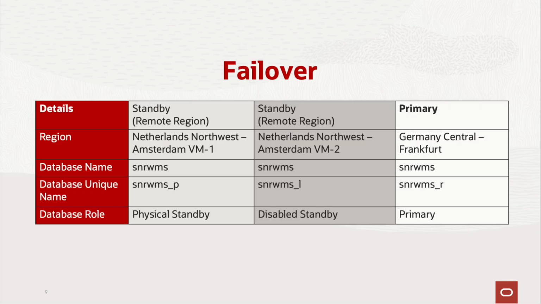I now hand over to Rob to show the failover and reinstate. Thanks, Sneha. Now let's take a look at a failover scenario. So in this demo, we're going to fail over from the current primary database in Amsterdam cluster 2, and we will fail over to the remote standby which is running in Frankfurt. We'll be left with a disabled standby, which was the previous primary in cluster 2, and the additional physical standby still running in cluster 1.